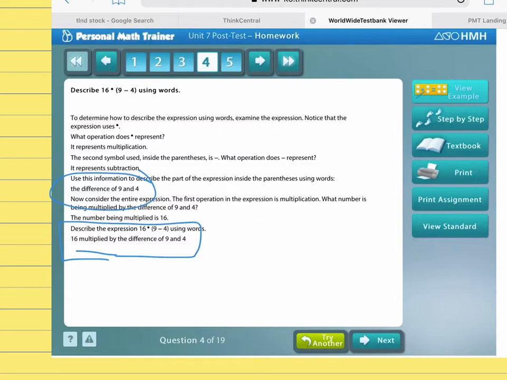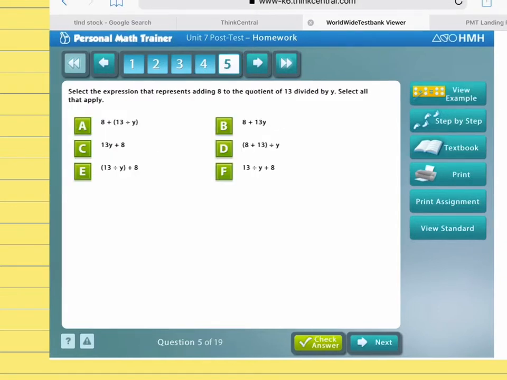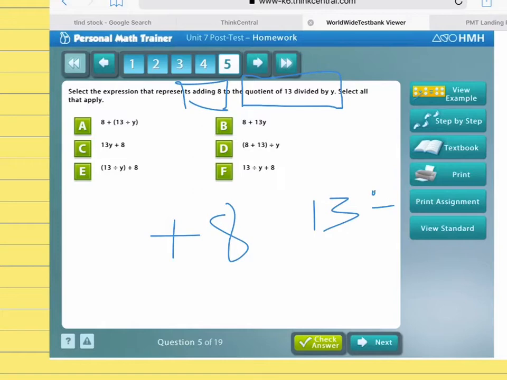All right, moving on to number 5. Select the expression that represents adding 8, so we're looking for a plus 8 somewhere, to the quotient of 13 divided by y. So that is 13 divided by y, and there are many ways to say that. So this is correct: adding 8 to the quotient of 13 and y.